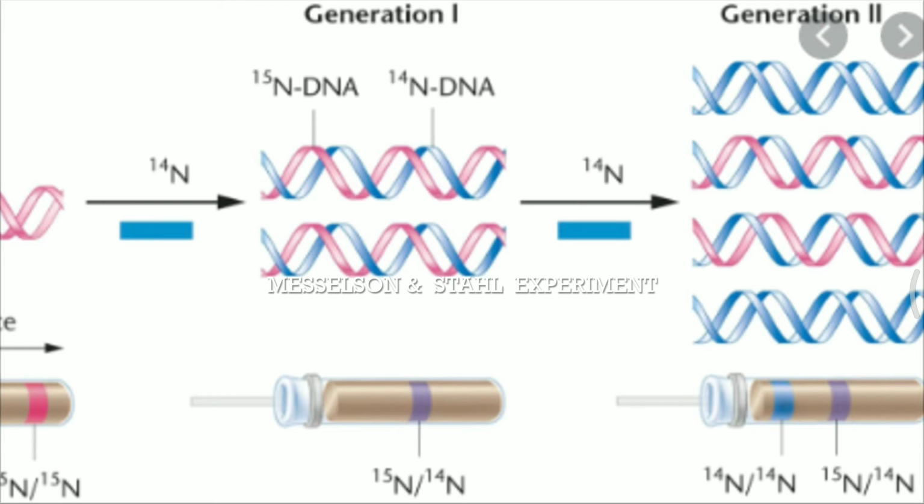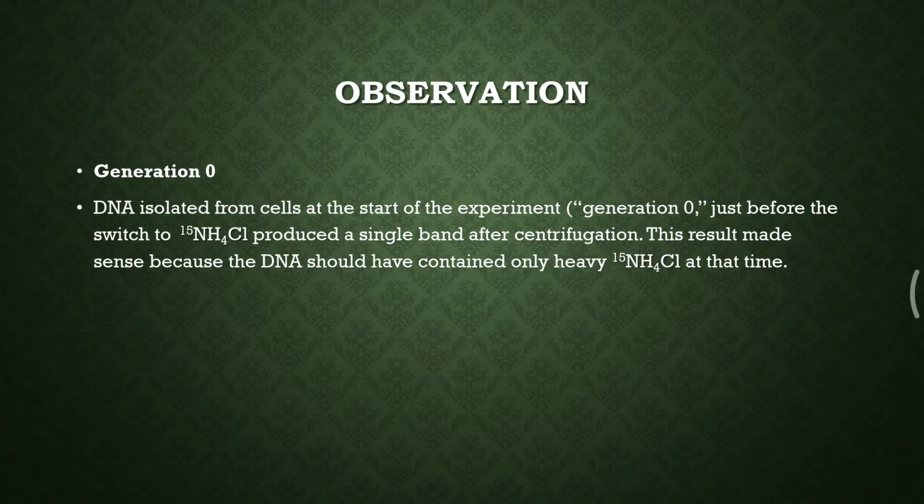So we can see, at first, what we have done is we have taken... this experiment is known as the Meselson and Stahl experiment, and it was done in order to figure out the density gradient separation. With the help of that, we can find out the semi-conservative nature. The DNA has semi-conservative nature.